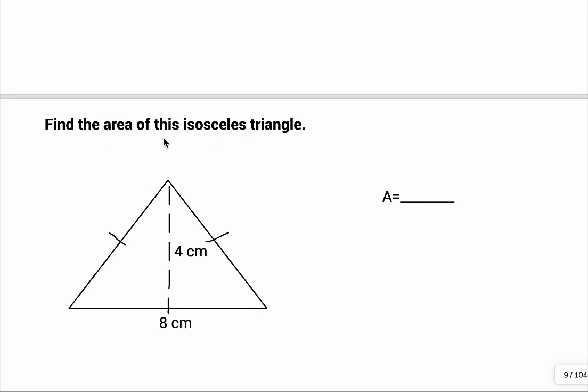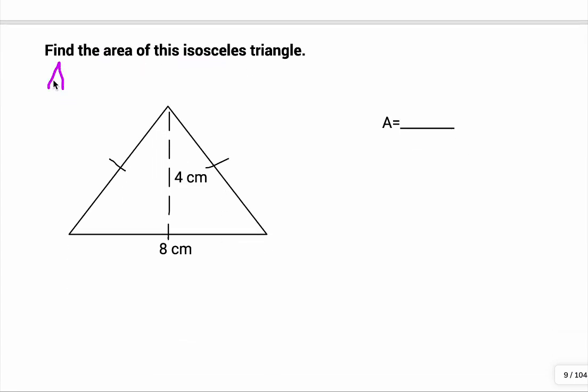Moving on to the next question, we have to find the area of this isosceles triangle. I'm going to write the formula: A equals half base times height. So the 4 centimeters is going to be our height of the triangle, and the 8 centimeters is going to be our base. So looking at the formula, all we have to do is plug in the numbers.